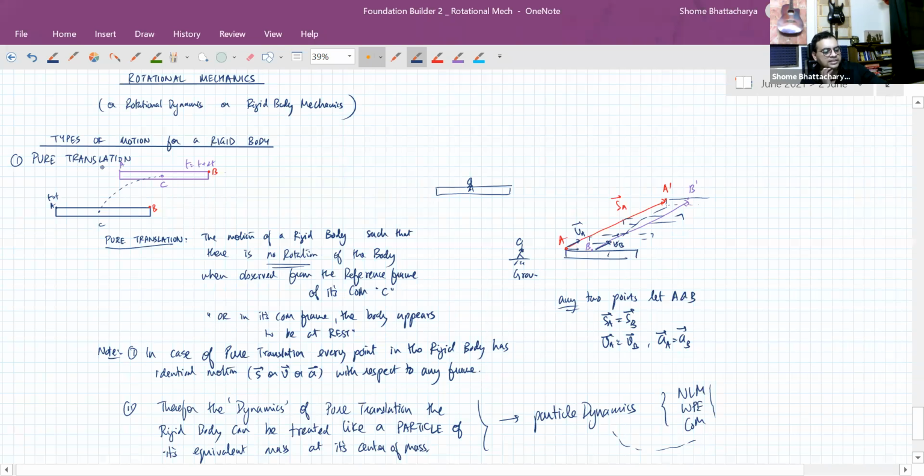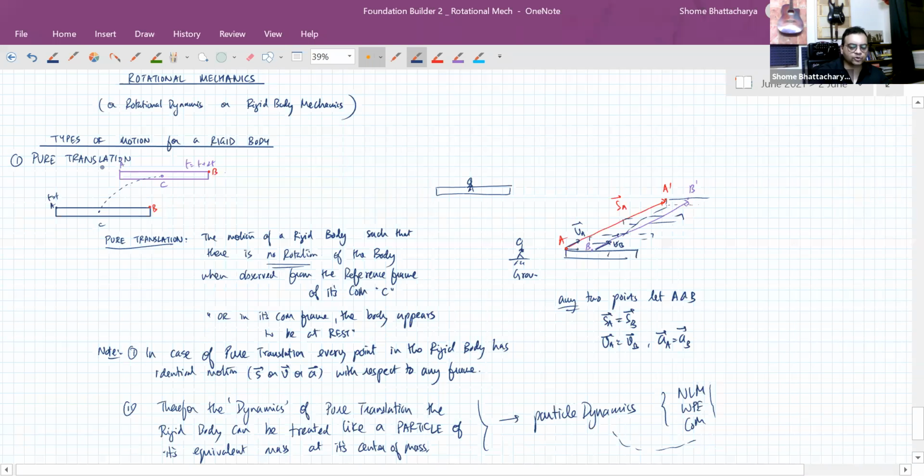That means they are having the same displacement at a particular instant. They have the same instantaneous velocity. They have identical acceleration. Then again, we can say that there is no rotation happening. All the particles that are part of the rigid body are moving like one common particle located at the center of mass. So that's another definition of pure translation.